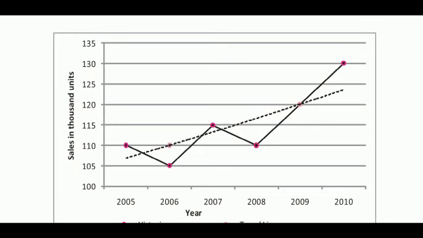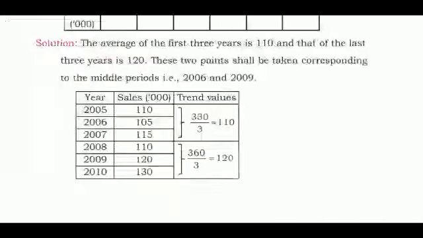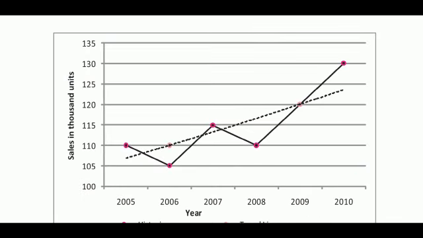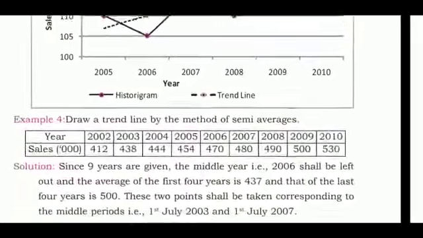Hope you understood. I repeat once more. First you will be drawing the histogram, which is in a zigzag manner with the normal values, that is 2005 and 110. All these values you will be marking, and this dotted line which is there, when you get the first value as 110 and the second one as 120, you mark it and you join these two points. So this gives the value for semi-averages method.